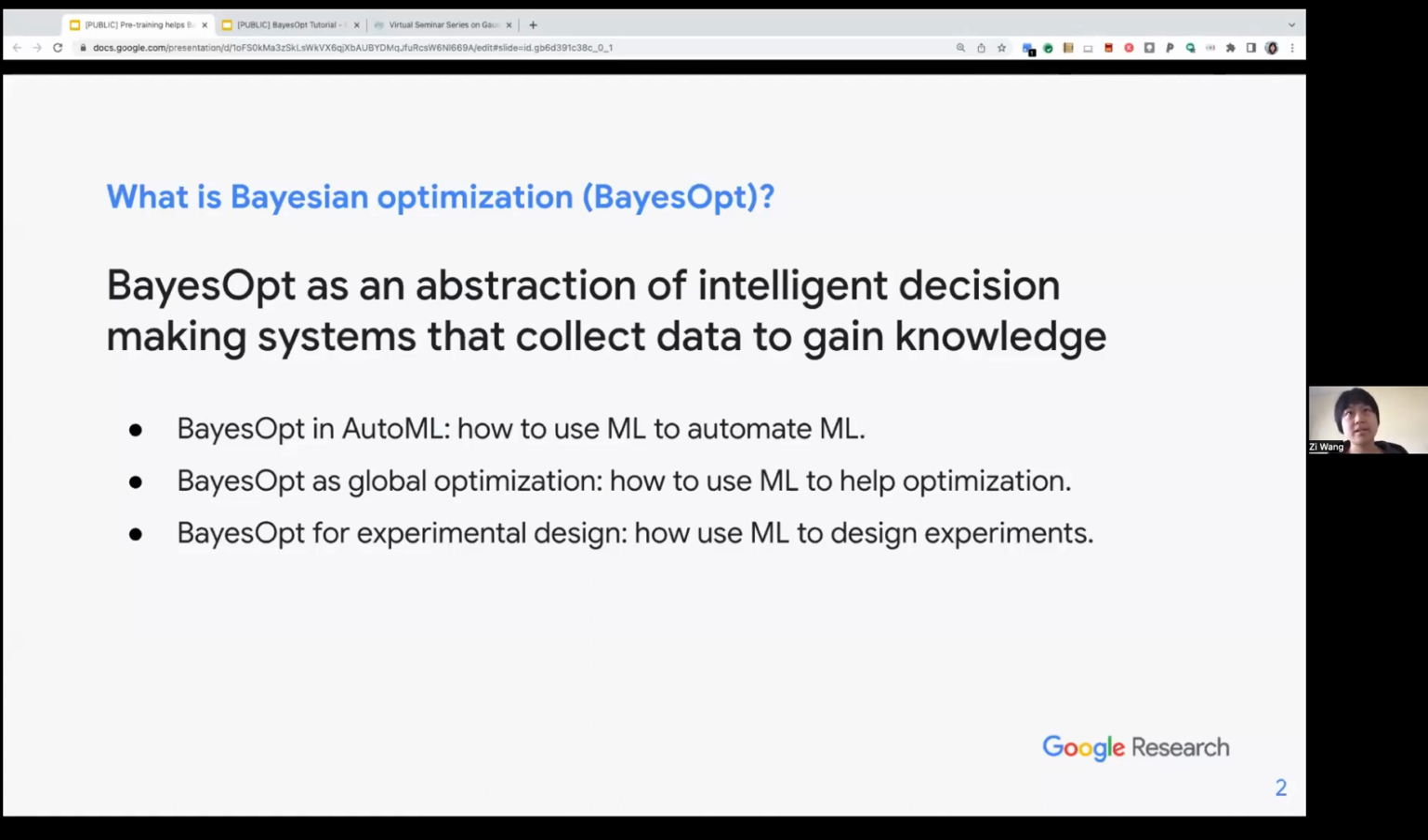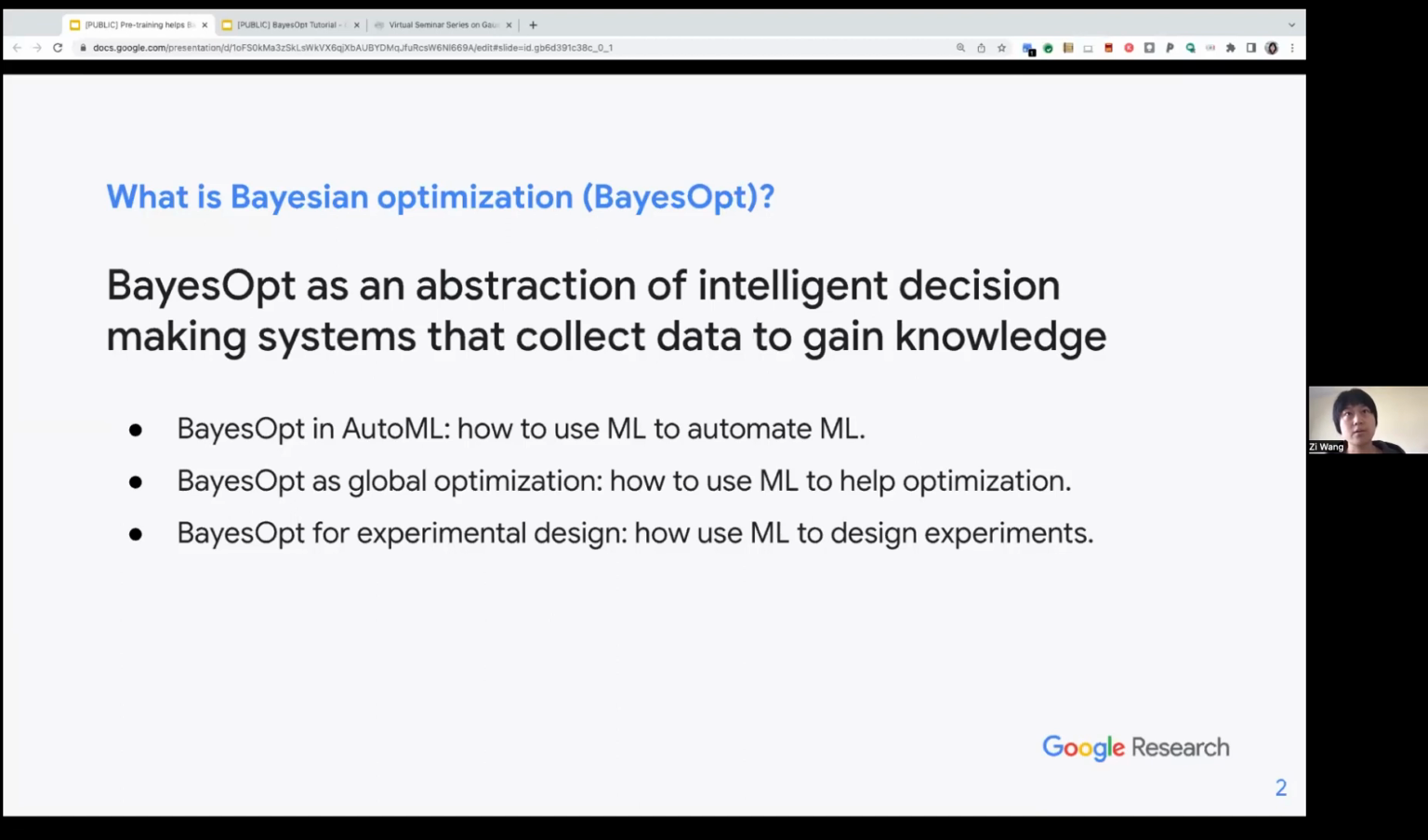So the way I look at it is actually an abstraction of how decision making is done in a very intelligent way, and those decisions are abstracted to the way that we collect data and use the collected data to gain knowledge, so that you can collect data better in the future.